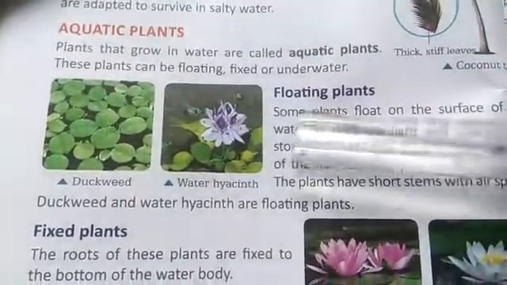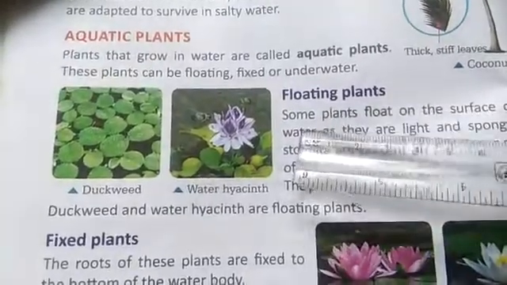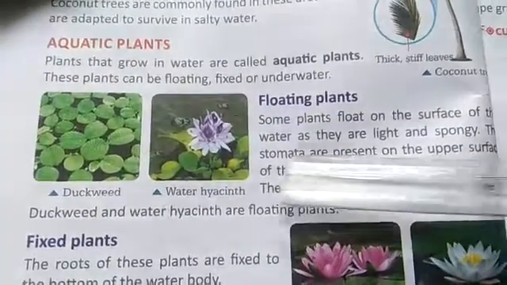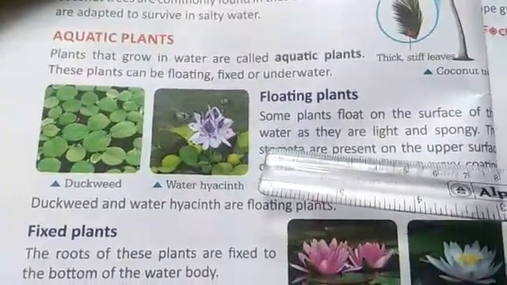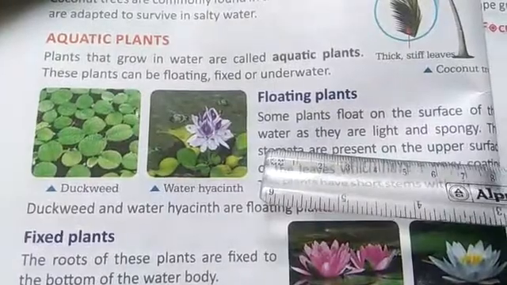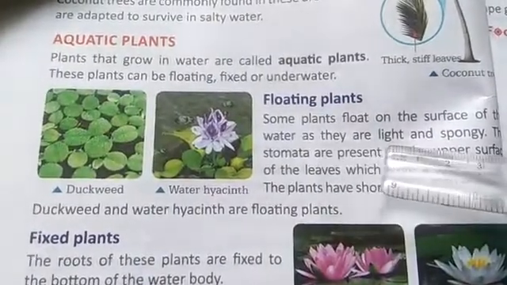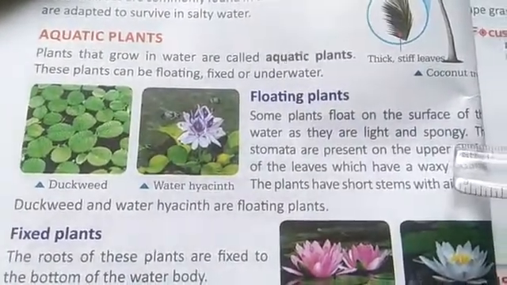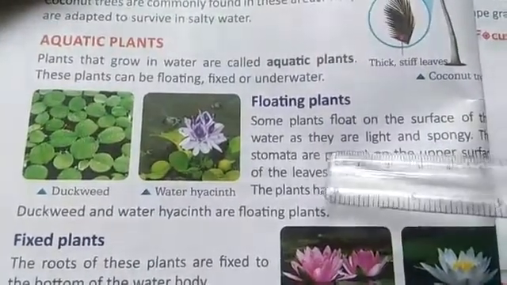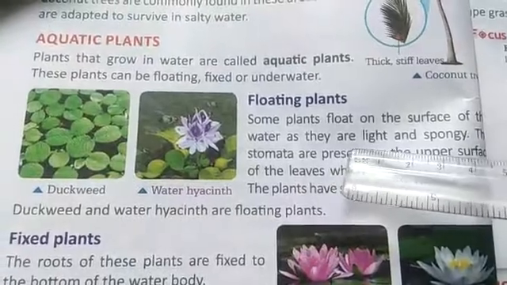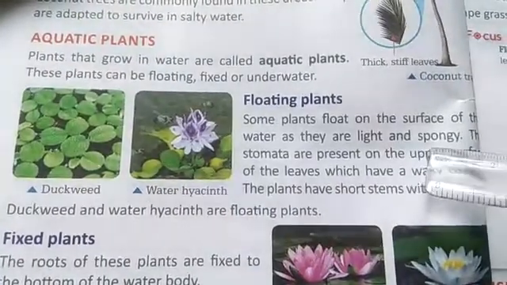First, floating plants. What is a floating plant? Some plants float on the surface of the water. You can see many plants growing on the water. They are floating on the surface because they are light and spongy. Why are they floating? Because these plants are light and spongy.